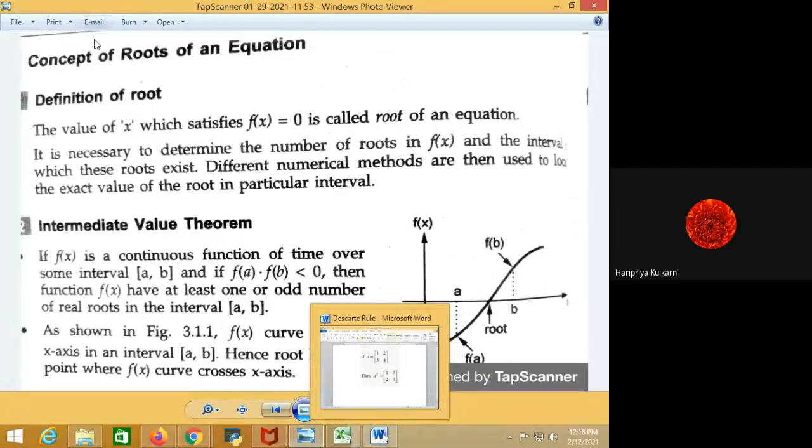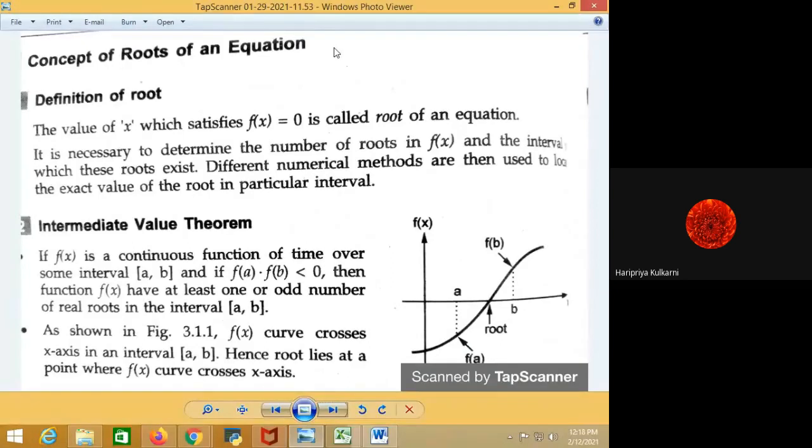The root of an equation means the value of x which will satisfy the equation. What does satisfy the equation mean? For example, say we have plotted some equation. This is the curve which is shown. It is crossing the x-axis at this corresponding point where the value of the equation becomes 0. That is called the root of an equation.